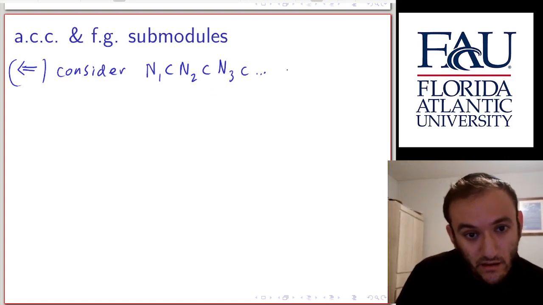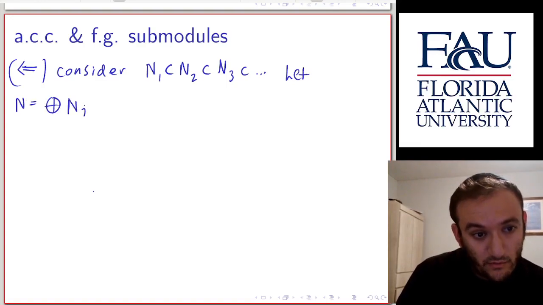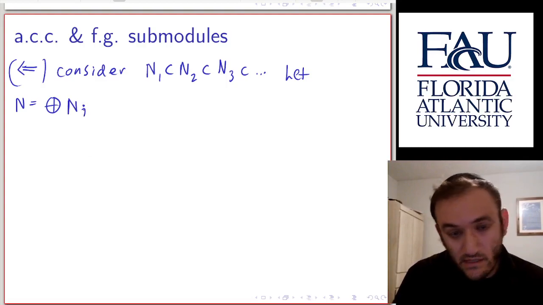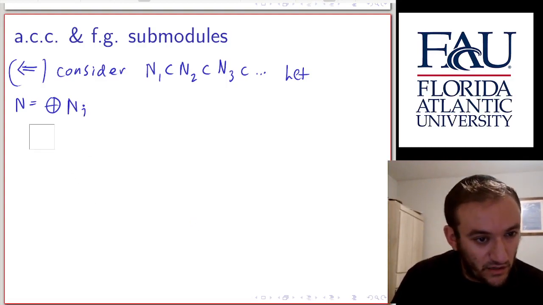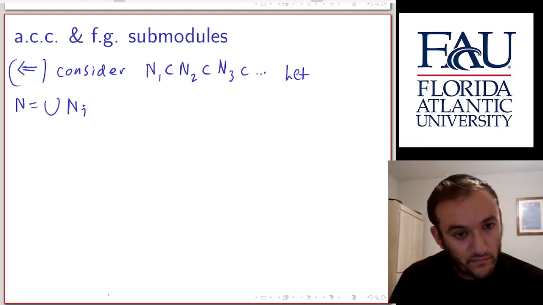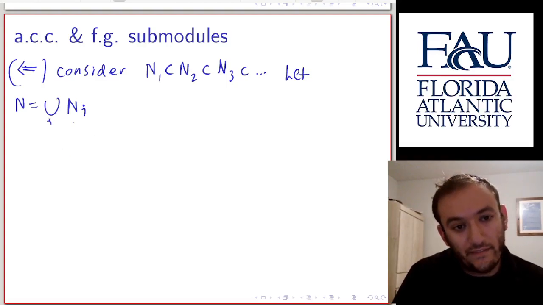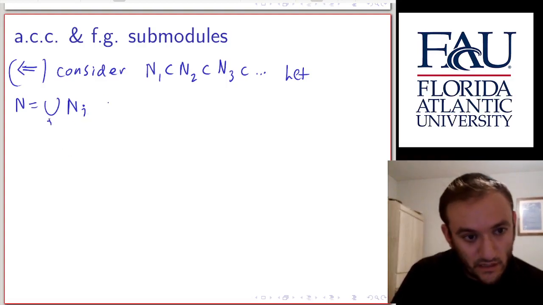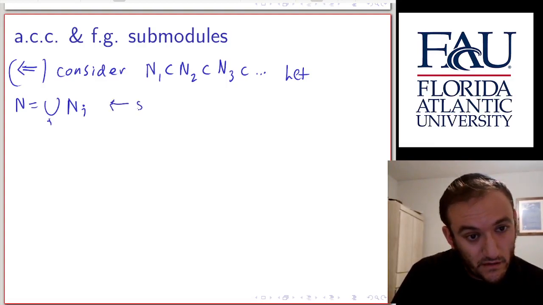So let N be equal to the direct sum of all of the Ni. This is a submodule of, let's make it the union of all of the Ni. And this has to be a submodule. It's not hard to check that. So that means it's finitely generated.